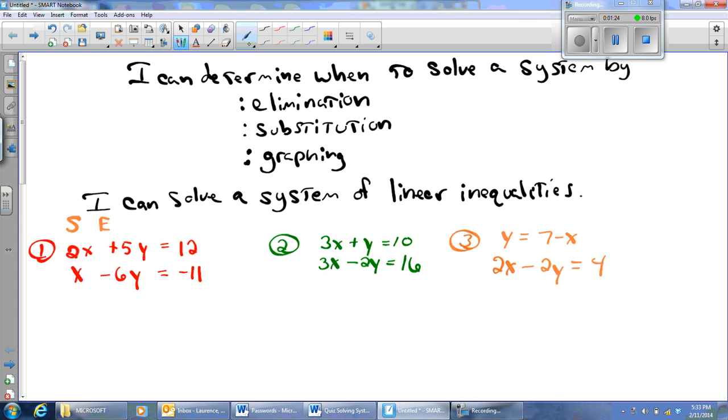The second one, the green system, looks like I could solve for y pretty easily, so substitution's not too bad. Elimination might work. By the way, should I graph any of these? Well, let's see. I don't think I want to get y alone in this first red equation, 2x plus 5y. It is in standard form. The x-intercept isn't too bad. The slope is easy. So graphing is a possibility for the first one.